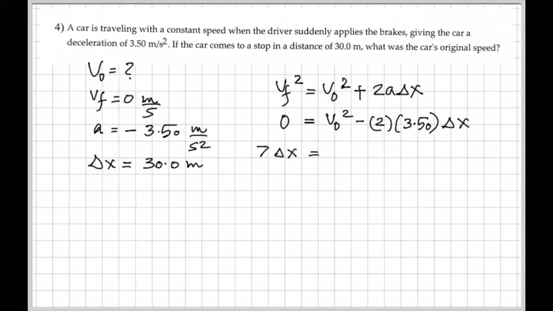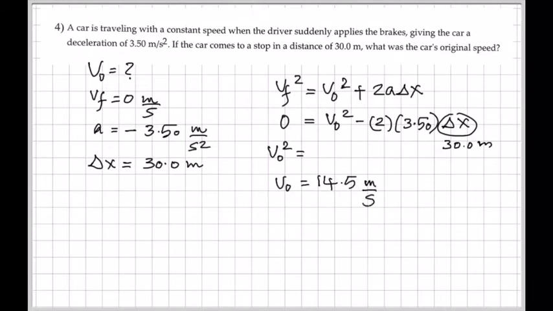Okay, so V naught squared is... Why did I even put 30 here? So give me that, please. 30 times 3.5 times 2 gives you something, and then when you take the square root, you get 14.5 meters per second.